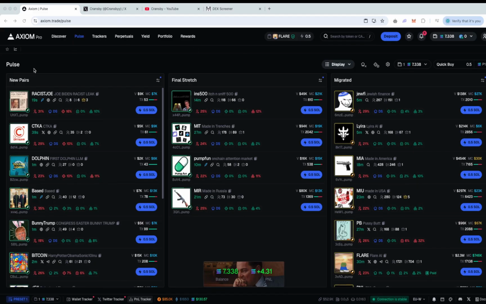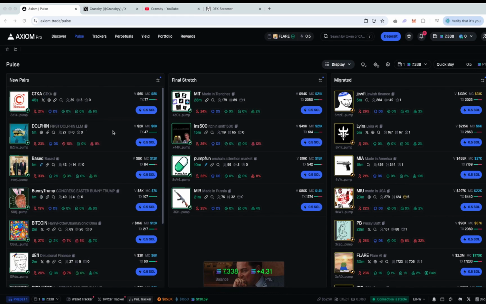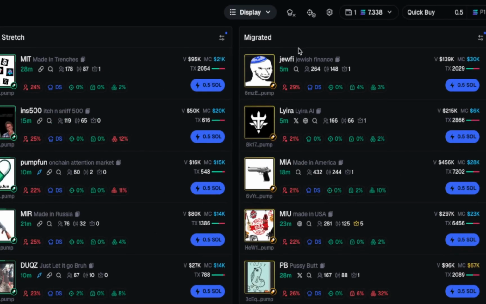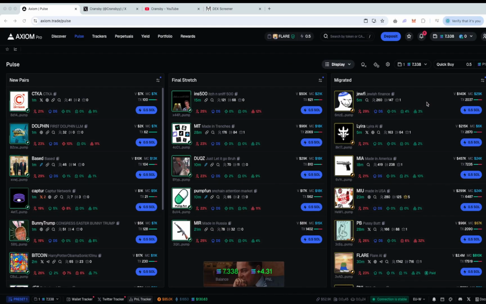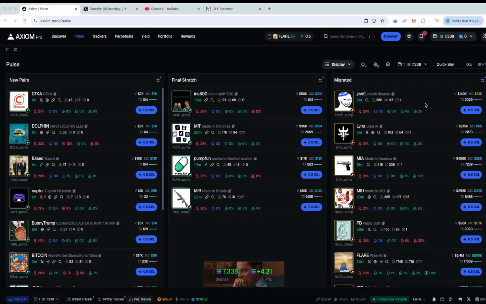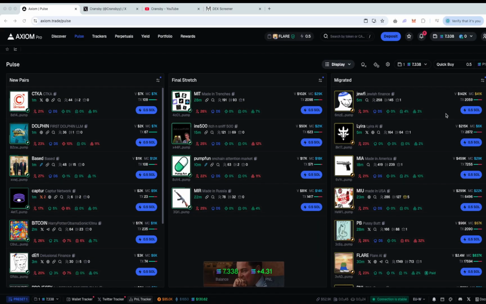migrated section and new pairs. Let's just imagine that those two are the strategies. Of course, I will explain both of them, but let's start with the migrated section. The migrated section is simple. Every single token you see here has migrated from pumpfun to Raydium. With this particular section, you can do quick flips, nice swings, and scalp trade them as well. But there are a few things you have to look out for.